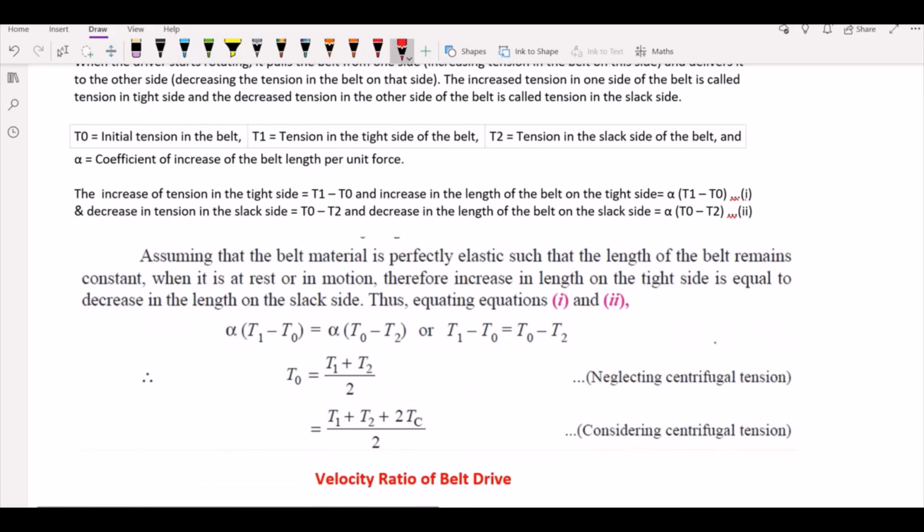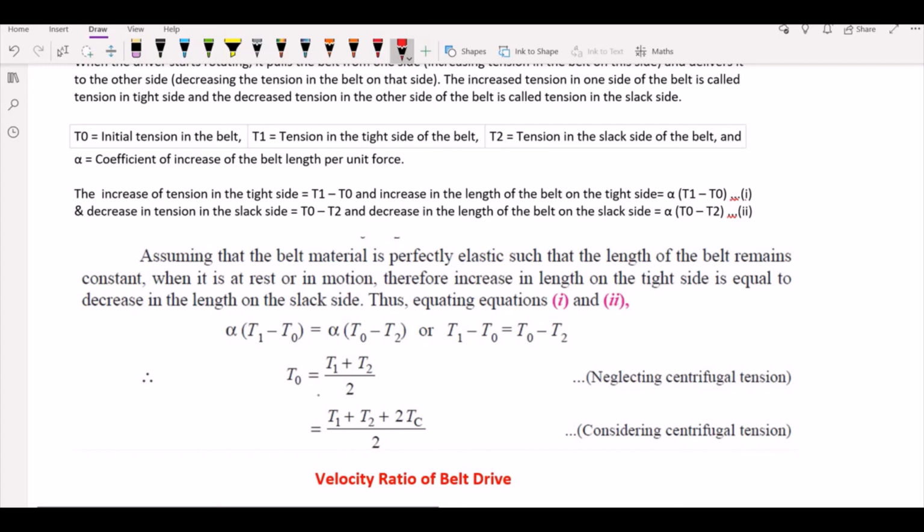Now if I want to calculate your initial tension, substitute this and equate relation 1 to 2. If I relate both the relations, T1 minus T0 is equal to T0 minus T2. From this, what am I trying to calculate? T0. So I get T0 is equal to (T1 plus T2) by 2.